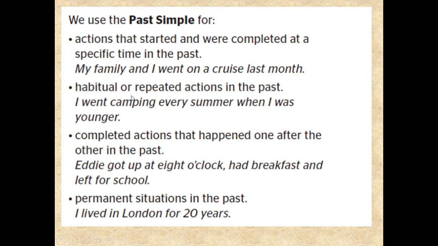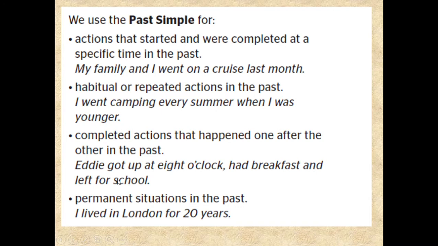Second, habitual or repeated actions in the past. I went camping every summer when I was younger. Third, completed actions that happened one after the other in the past, like Eddie got up at 8 o'clock, had breakfast, and left for school.